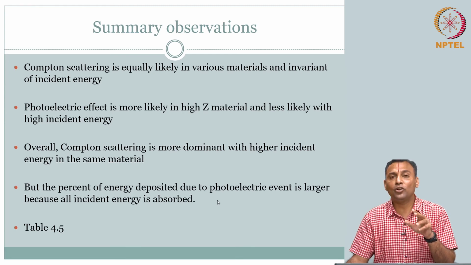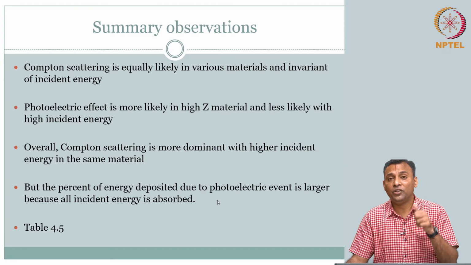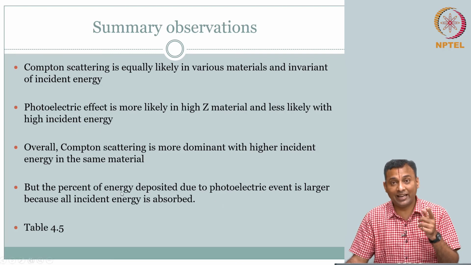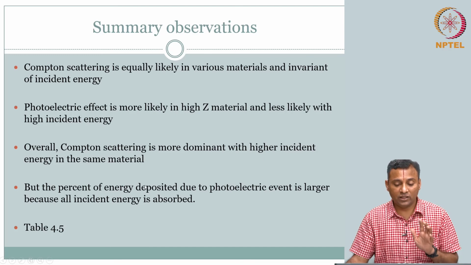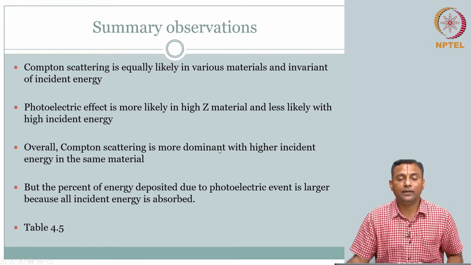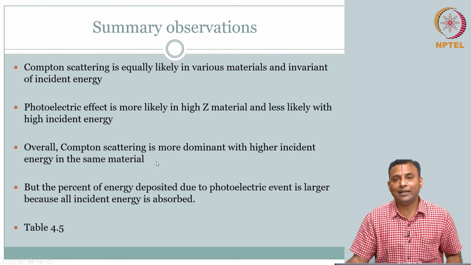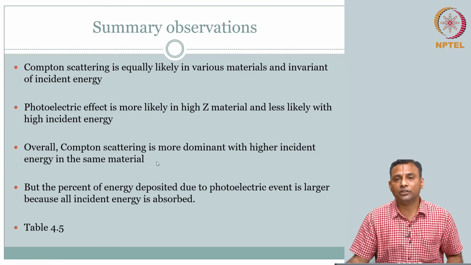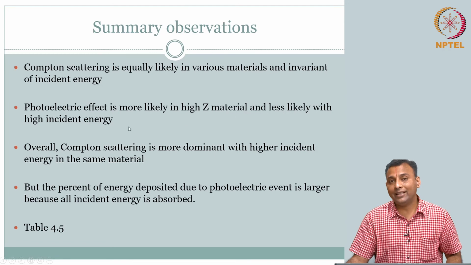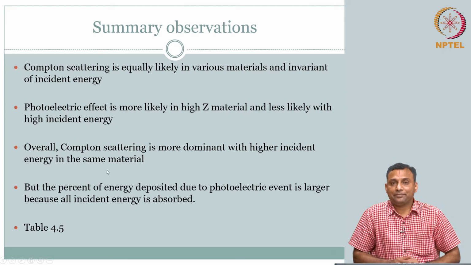So, do not get confused with the example that we did yesterday in the introduction. I said signal to noise ratio, specifically, there we talked about square root of n. Then I said you can increase the signal to noise ratio by sending in more photons. More photons is different from the energy of the photons. If you send higher energy, it does not help. So, overall Compton scattering is dominant with higher incident energy in the same material. So, you see the disadvantage. If you use a higher energy, not only are you minimizing the photoelectric effect, you also increase the Compton scattering.